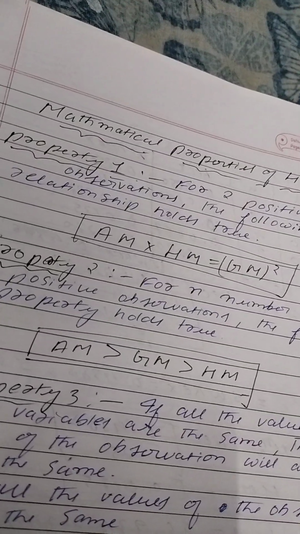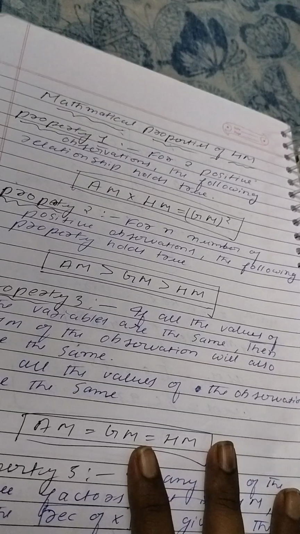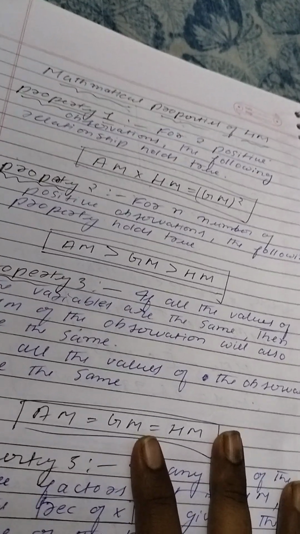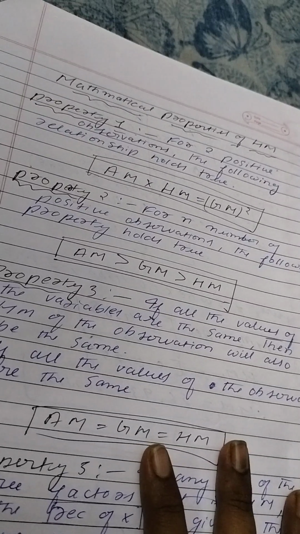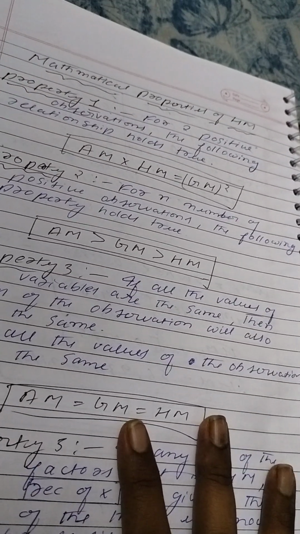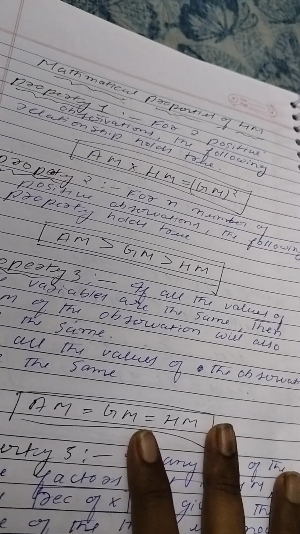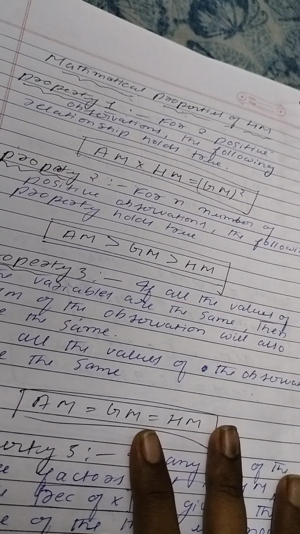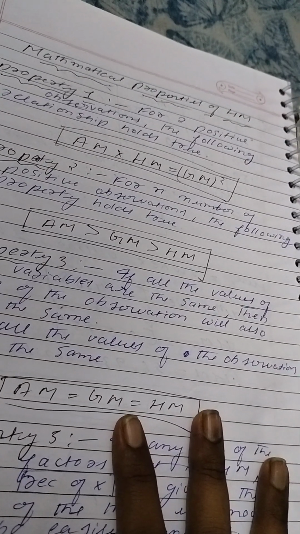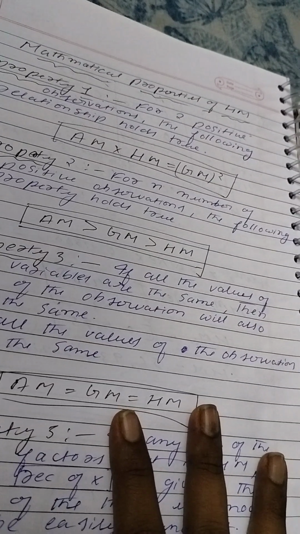Then we have property 2. For n number of positive observations, the following property holds true. Let's suppose I am not calculating the number of observations; let's assume it is n observations. Whatever the values are, the arithmetic mean will be the highest, followed by the geometric mean, followed by the harmonic mean.